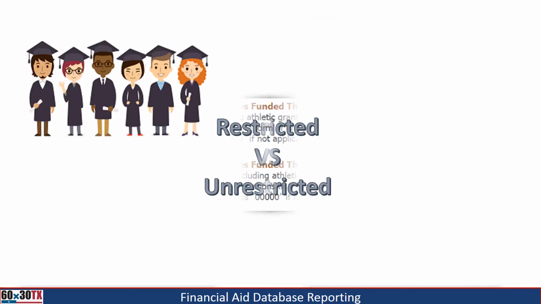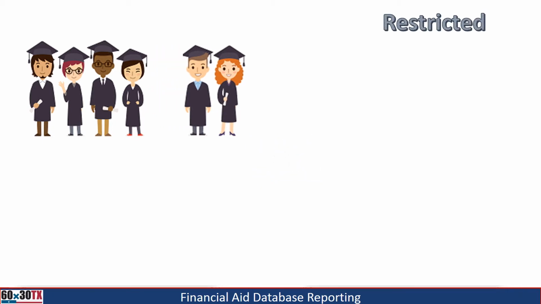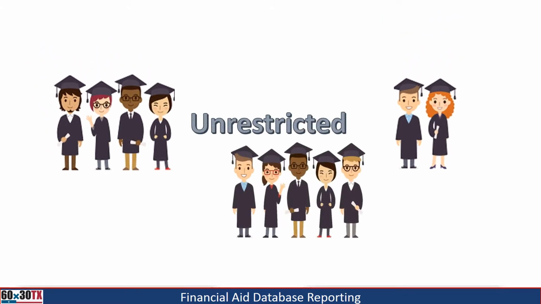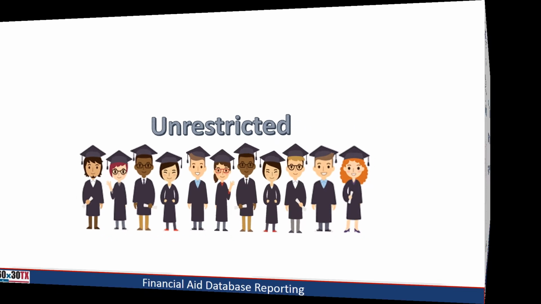Restricted funding is limited to a specific cohort of students based on specific requirements. For example, a student studying to become a math teacher would receive a math teacher scholarship. Unrestricted funding has no specific requirements and can be awarded to any student. Now the report requires institutions to report grants and scholarships funded through either restricted or unrestricted funding sources.